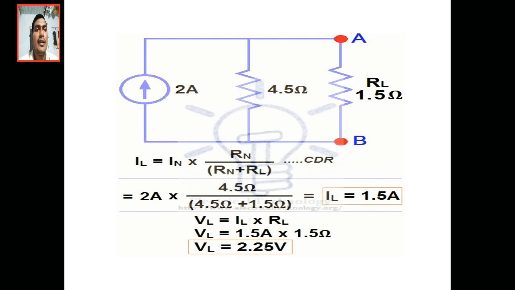To find the voltage drop across the load, V_L is equal to I_L into R_L, the current flowing through the resistance times the resistance value. It gives the voltage drop across the load. In this way we have to find the current through the load and the voltage drop across the load by using Norton's theorem. The same problem can be done using Thevenin's theorem. The same answer will come for this problem, because both are dual to each other.